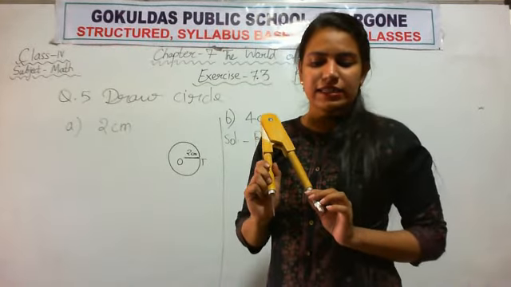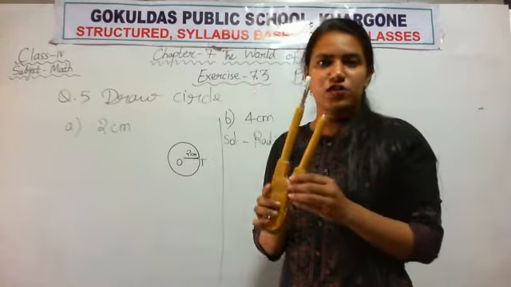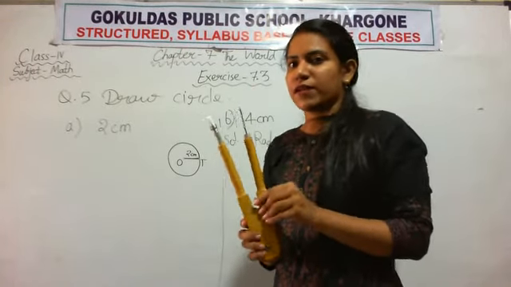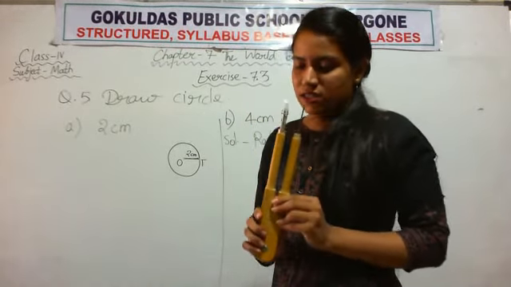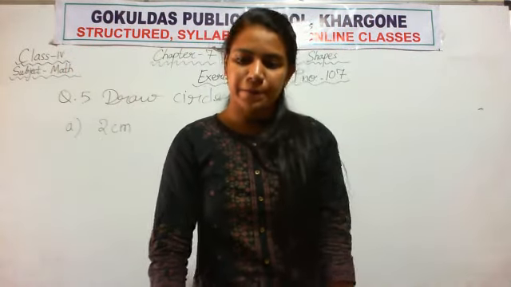The remaining C, D and E you will try by yourself. Once again I am repeating, this tool is called a compass. By using it you can draw circles. Our today's class is over here.